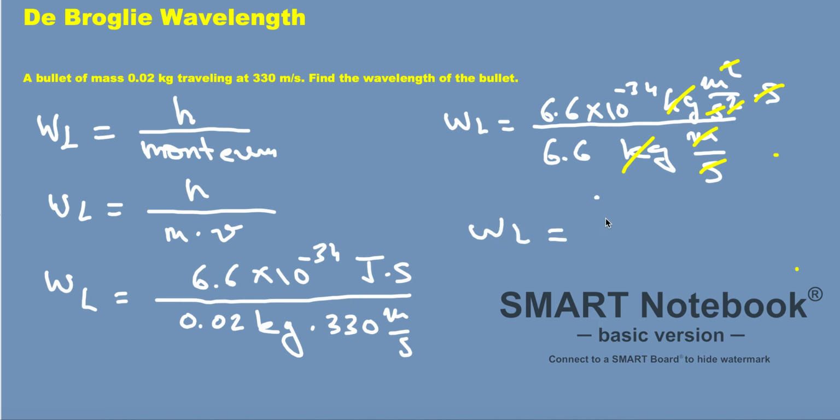Now the wavelength is equal to 6.6 divided by 6.6, which is just 1, times what remains, 10 to the minus 34, and remains just a meter. So the wavelength is 1 times 10 to the minus 34 meter. Finally we can write this way: the wavelength of the bullet, because it has the nature of the de Broglie wavelength, is 10 to the minus 34 meter.